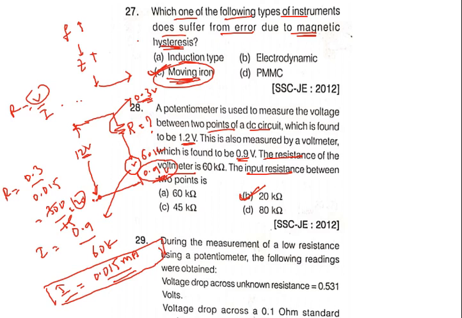We know the voltage, that is 0.3 volts. If we know the current flowing in the series branch, what happens? Whatever the current is flowing through this voltmeter, the same current will flow through this resistor. So that is why we are calculating the current.